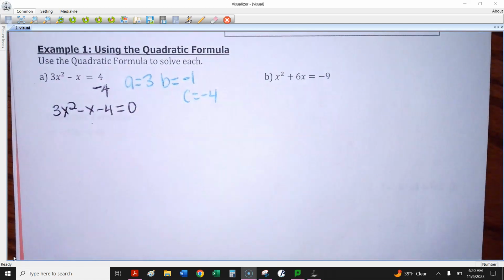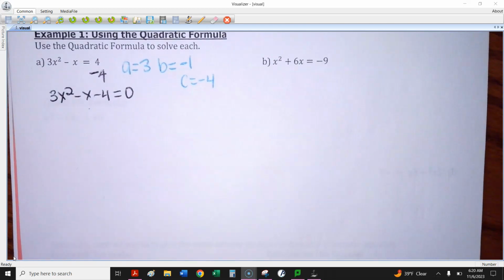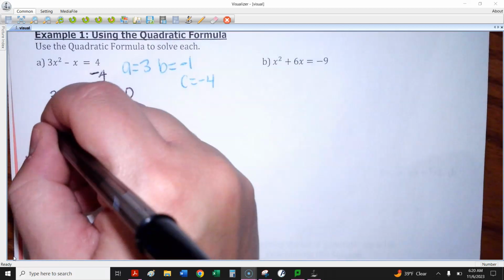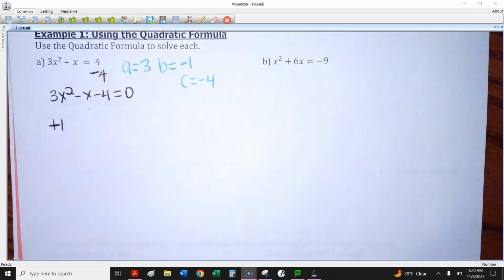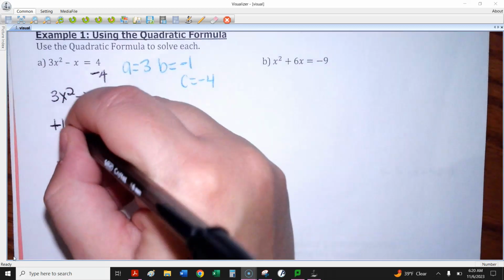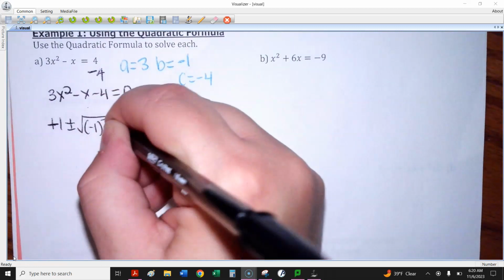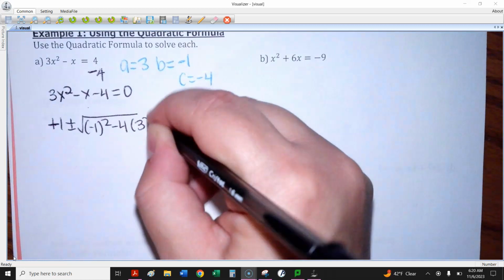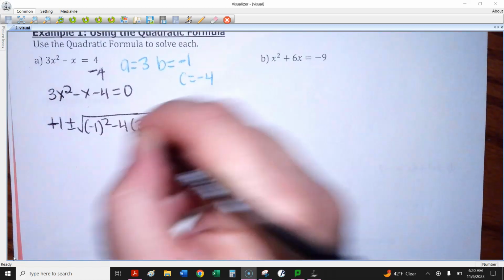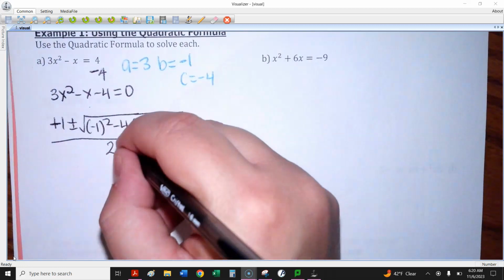We're just going to plug them into that formula that you see above on your paper. So my answer, opposite of b, is actually going to be positive 1, and then plus or minus the square root of negative 1 squared, minus 4 times the a value, which is 3, times the c value, which is negative 4, all over 2 times the a value, which is 3.